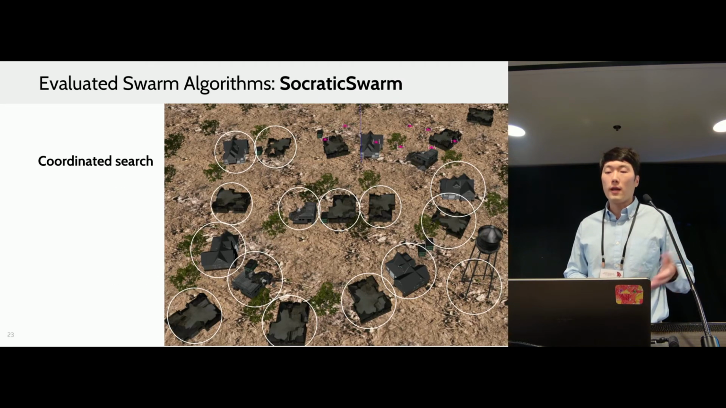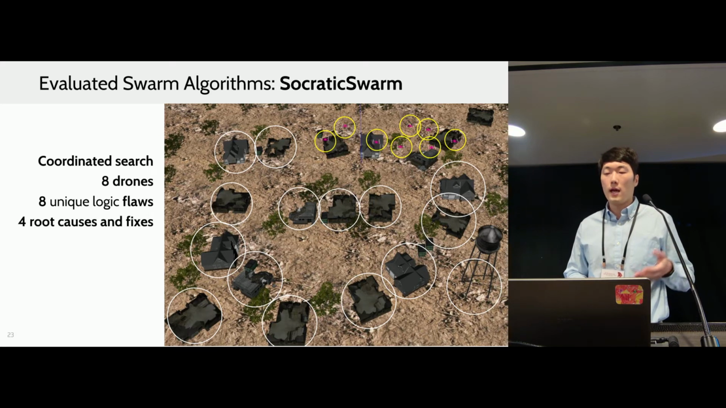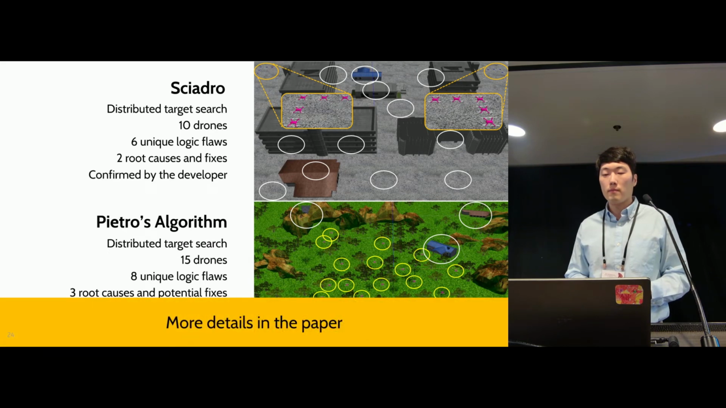And the second algorithm, Socratic swarm, aims to do a coordinated search. It has 8 drones. We find 8 unique logic flaws, and identify 4 root causes and fixes. Again, all of these are also confirmed by the developer. And the Shadow and Pietro algorithms conduct distributed target search missions with 10 and 15 drones respectively. More details about both algorithms are in the paper.